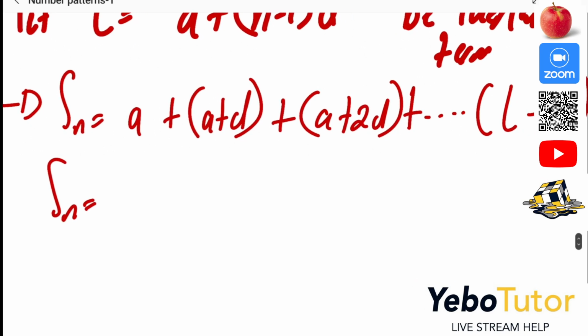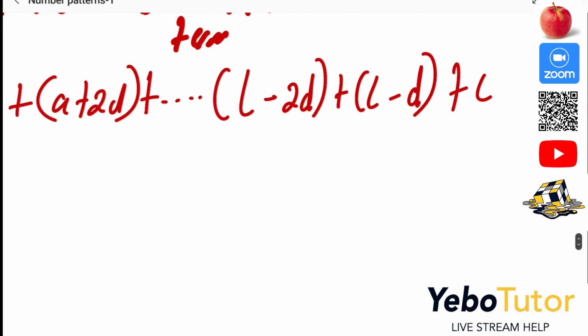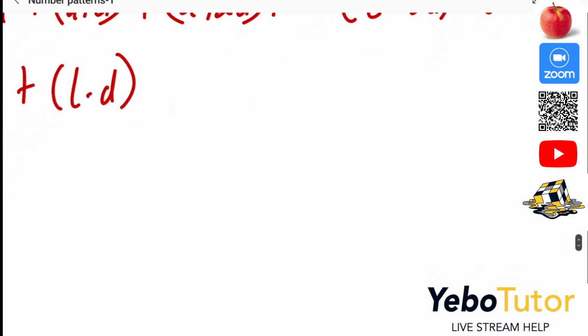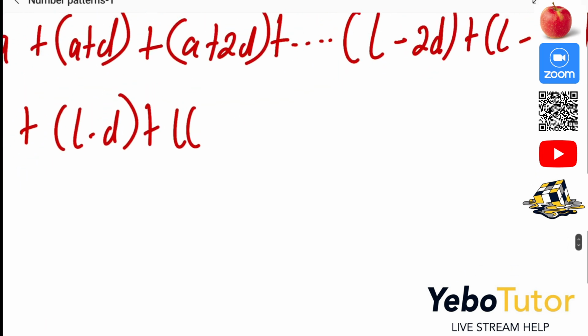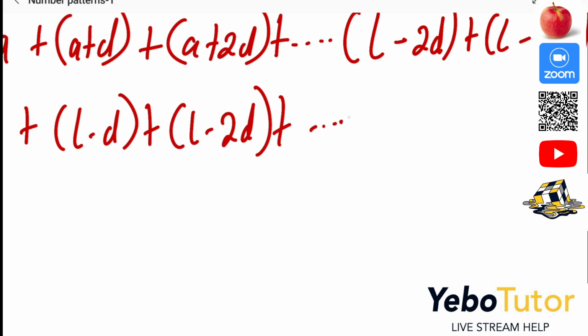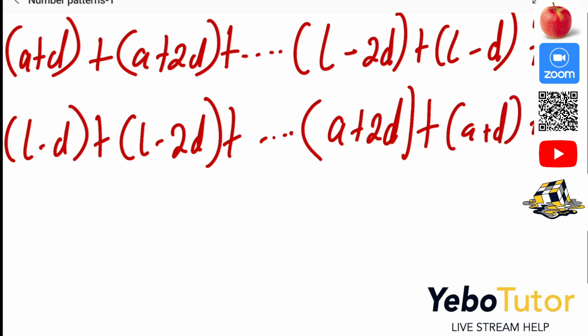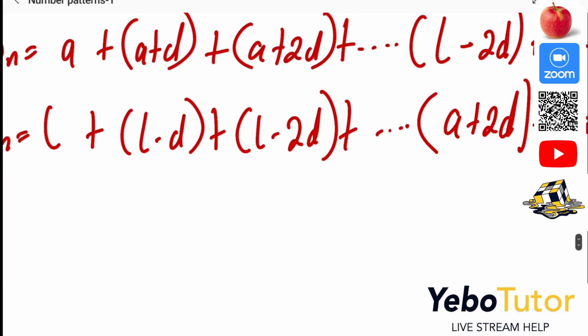Now we are starting with the right hand side, going back to the left side. So that would be your last term, plus L minus D, plus L minus 2D, plus, then now we have A plus 2D, plus A plus D, and also plus your first term A over there. So L is the last term, A is the first term.